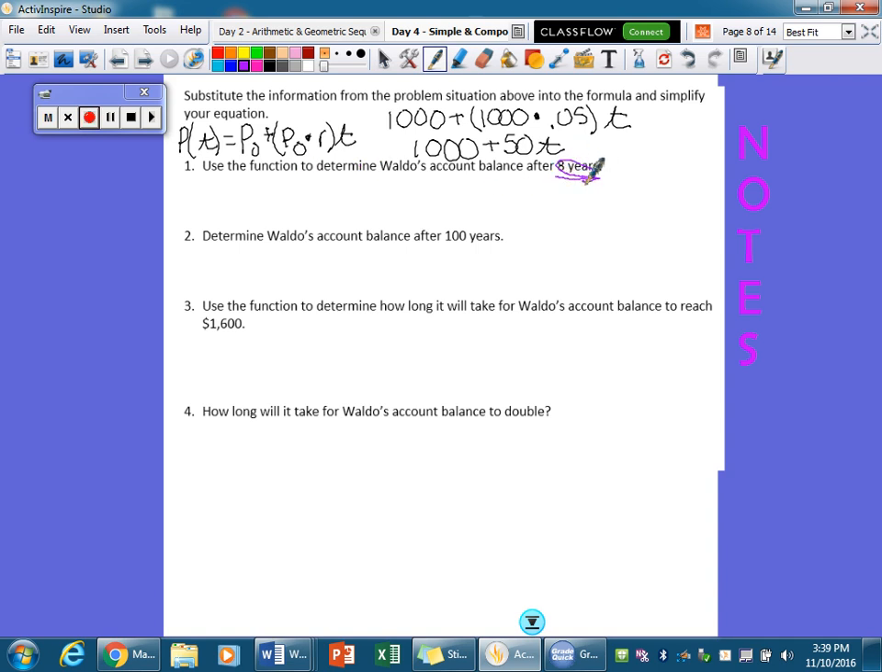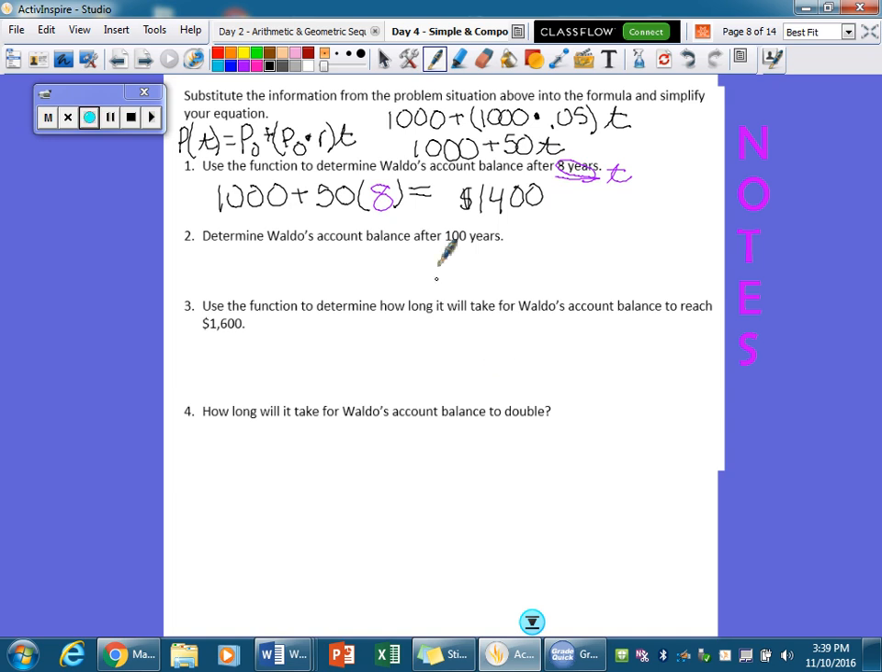Now if we read our first one, use the function to determine Wally's account balance after 8 years. So that's my t. So I'm going to have 1,000 plus 50, but instead of t, I'm going to put 8. And then I just type that in the calculator. I'm not trying to trick you. Just type it in the calculator and you end up getting $1,400.